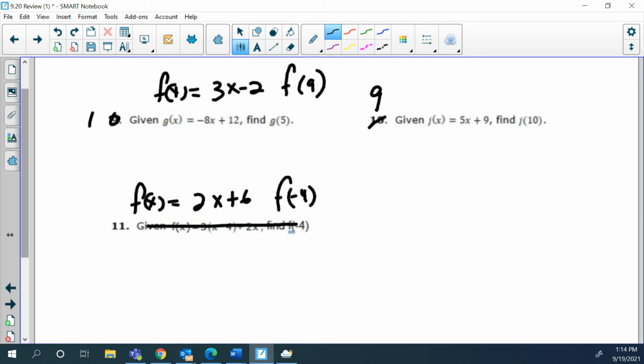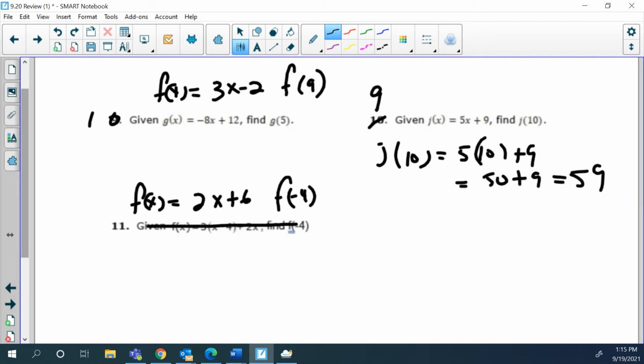Okay. So you're given g of x is equal to 5x plus 9. You want to find g of 10. So again, wherever I see x, I'm going to replace it with 10. So g of 10 is going to equal 5 times 10 plus 9, and that's just equal to 50 plus 9, which is 59. All right, pretty simple right there.